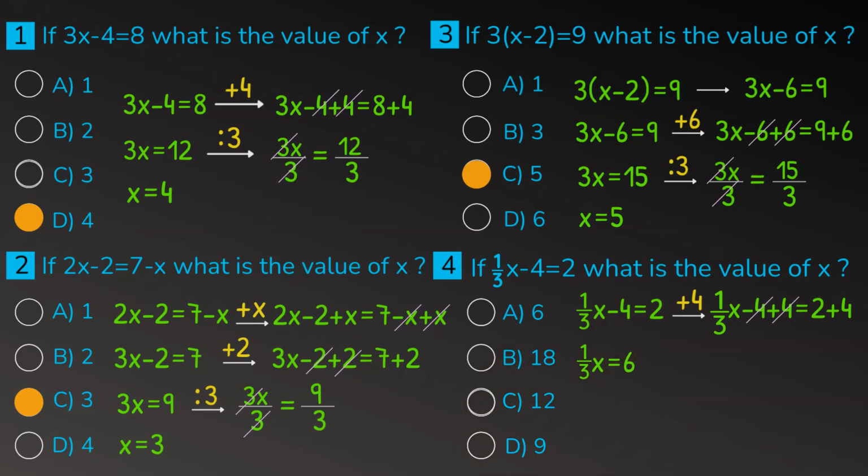However, we have a third of x, or x divided by 3, on the left-hand side. So this time we're going to have to multiply by 3 to isolate x. Multiplying by 3 gives us a third of x times 3 is equal to 6 times 3. So the 3's on the left-hand side cancel out, and we have x on its own, and 6 times 3 is 18. So x is equal to 18, which is B.